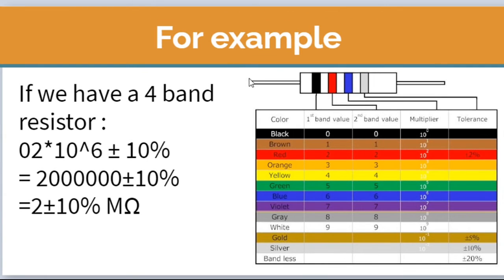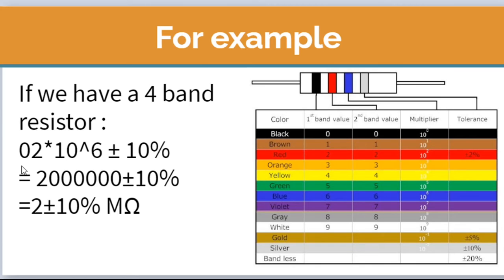For example, if we have this resistor, this resistor has black at the first digit, red at the second digit, blue at the third digit, and this is a silver at the fourth digit. First thing that we will do is put the value of the first and the second color. So the value of the first color, the black, equals 0 at the first band. Then the second band value at color red is the value 2. So the value is 0, 2, which means that the value is only 2 because the 0 doesn't have any value.